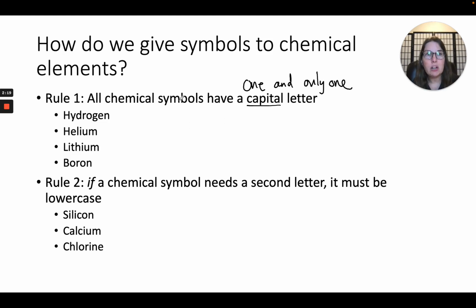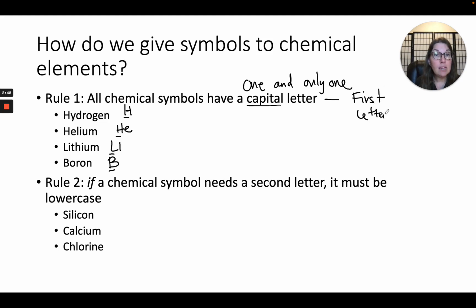So for example, here are some chemical symbols, and you can see this here. So H, capital H for hydrogen, He for helium. Notice only one of these letters is capitalized. Li for lithium. Notice only the L is capitalized. And B for boron. So in each of these, the first letter has to be capitalized. Symbols have one capital letter, and it is the first letter.